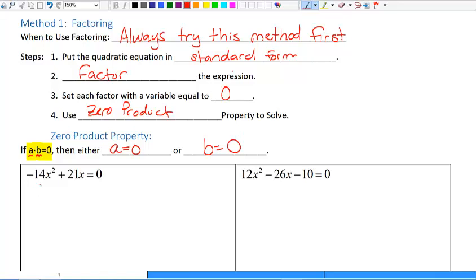So look at the first one, negative 14x squared plus 21x equals 0. Step 1, is it in standard form? Well, sure it is. All of the terms are on one side and it does equal 0. Now I see that there's a term missing, but it is in standard form because all of the terms are on one side. Second, factor that expression.